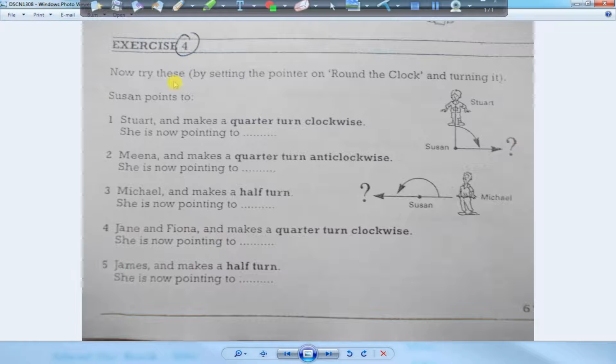Right. Now try these by setting the pointer on the roundabout and turning it. Susan points to Stewart and she makes a quarter turn. What we need to do is read these questions out and go back to the original picture. So, Susan points to Stewart and makes a quarter of a turn clockwise.